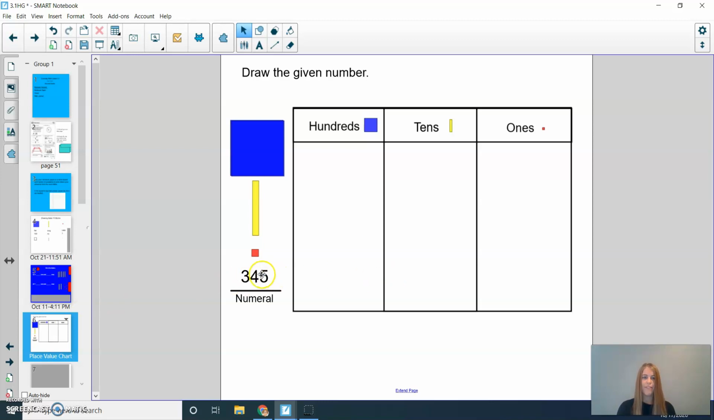So this time, if I give you the number 345, can you make your picture? Press pause and then press play when you're ready to check.